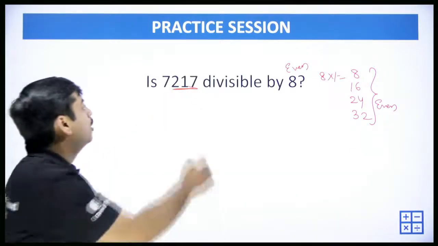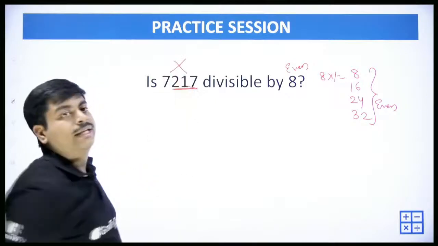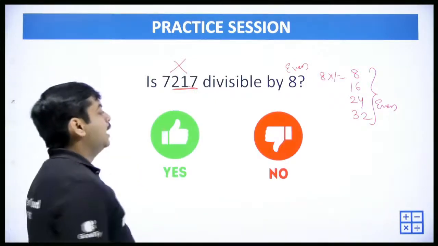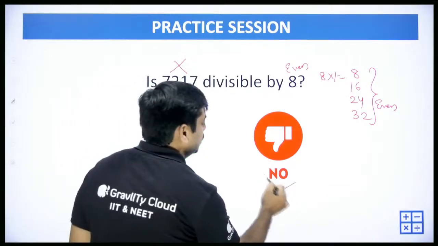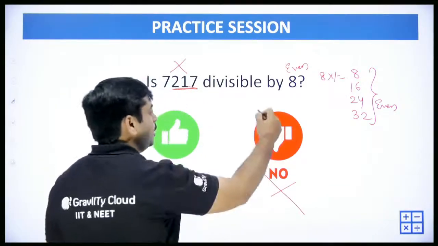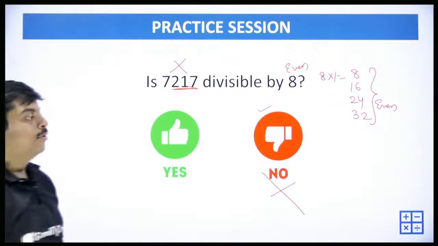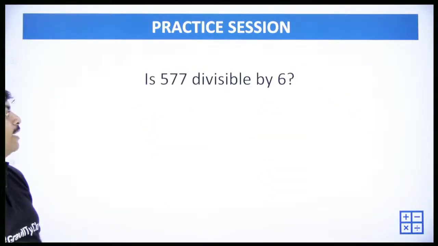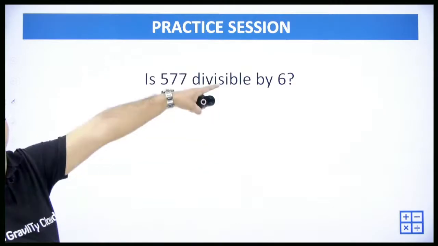7217 is not an even number, so definitely it is not a multiple of 8. It is not divisible by 8, so the answer is no. Right. So the next one: is 577 divisible by 6? Again, it is an even number.